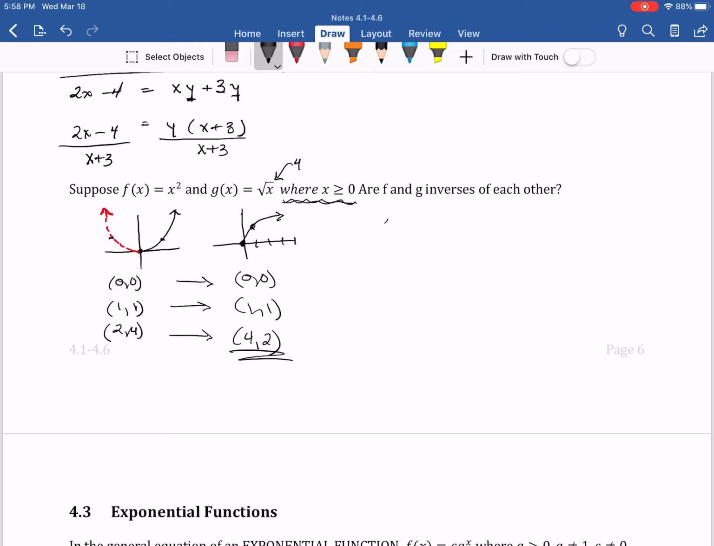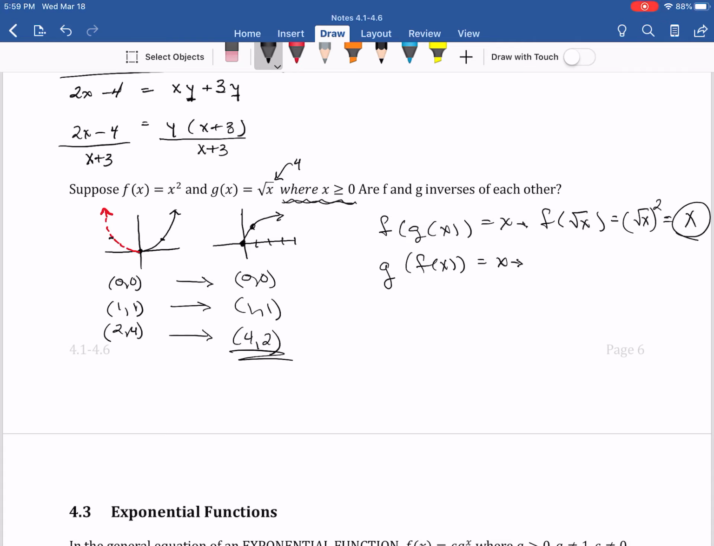I could further go ahead and say that f of g of x should equal x, as well as g of f of x. That should equal x. And you could verify algebraically. That first set would say you would look at f of the square root of x, because that's what g was. You put that into function f, square root of x squared. Does that equal x? Yes, because we were told that x had to be positive.